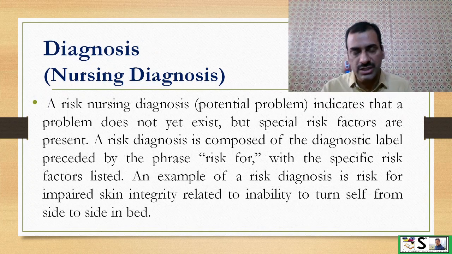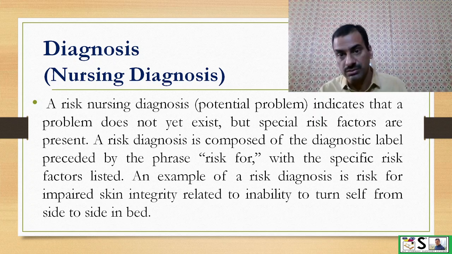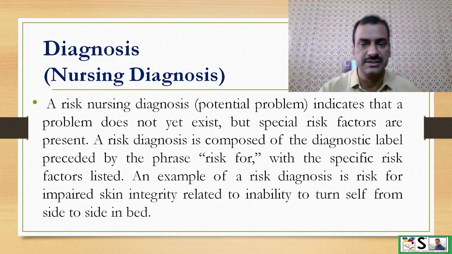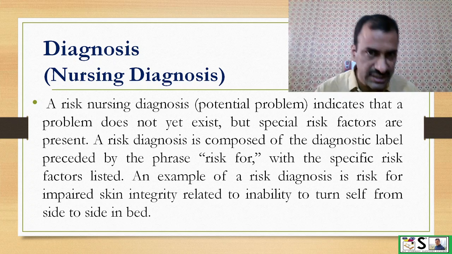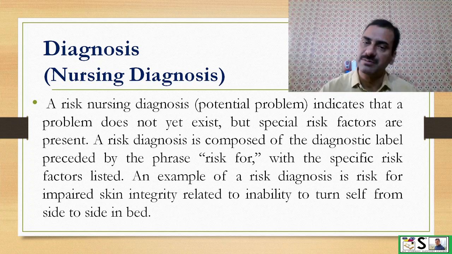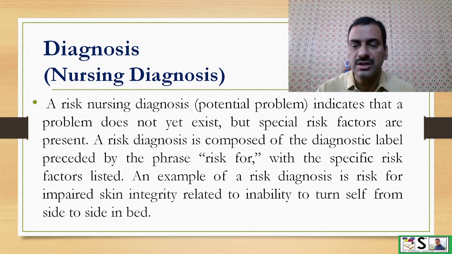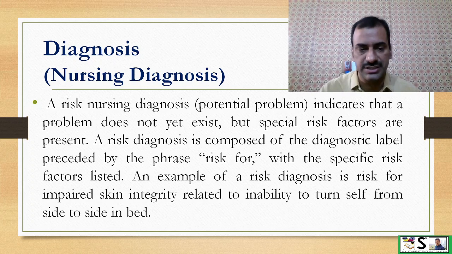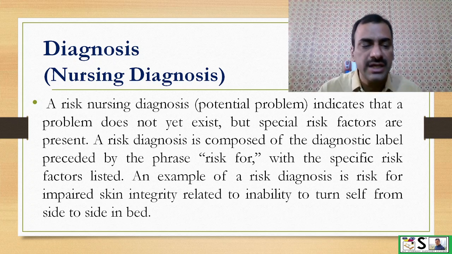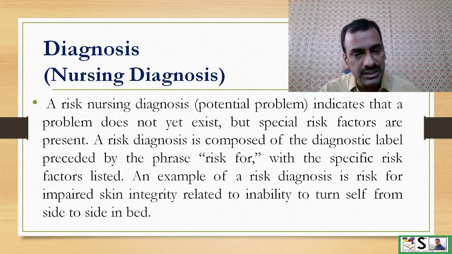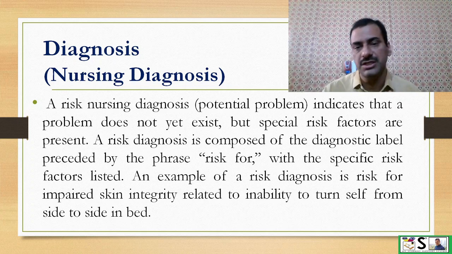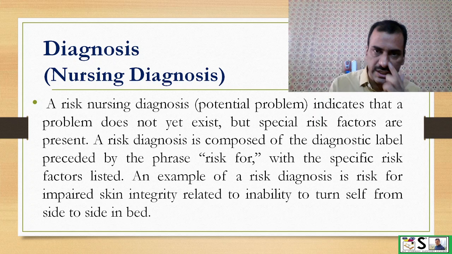And what is potential? Potential means that it may occur in the future because predisposing factors are present. We call it a risk nursing diagnosis. It indicates that the problem does not yet exist, but risk factors are present. A risk nursing diagnosis is composed of the diagnostic label preceded by the phrase risk for, with the specific risk factors listed. An example of a risk diagnosis is risk for impaired skin integrity related to inability to turn self from side to side in the bed.